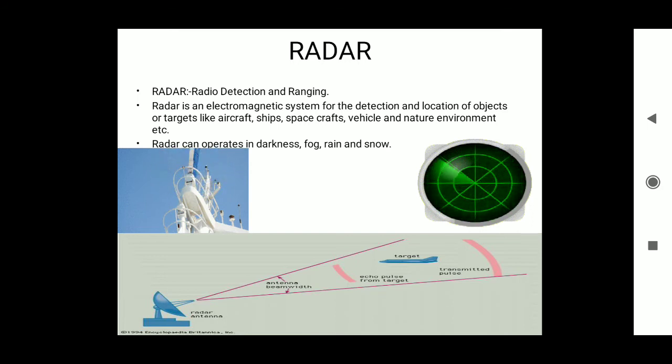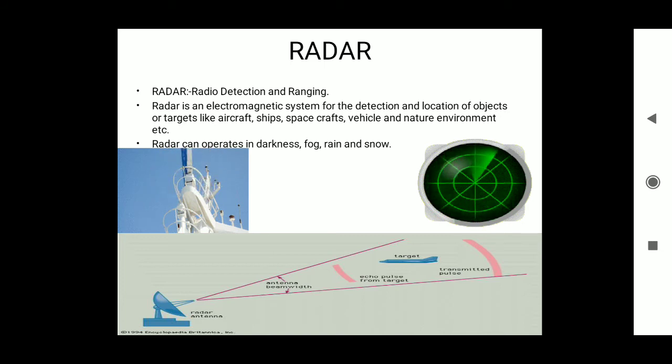Basically, this is an electromagnetic system for detection and location of objects or targets like aircraft, ships, spacecraft, and vehicles in the natural environment. Radar can operate in darkness, fog, rain and snow. So this radar system can be used in any type of environment. It may be used at night, in the day, in rainy seasons, in snow and fog seasons.